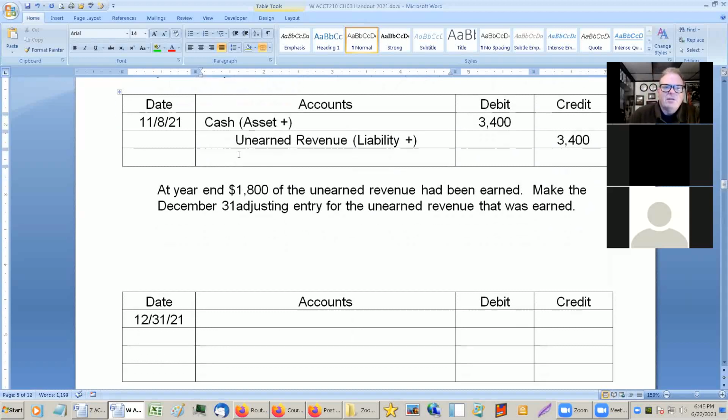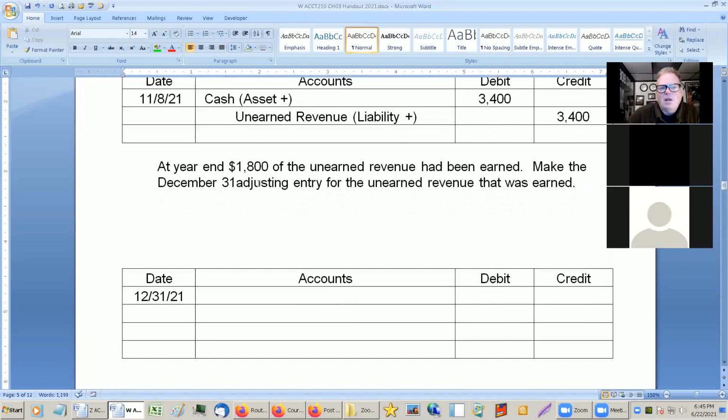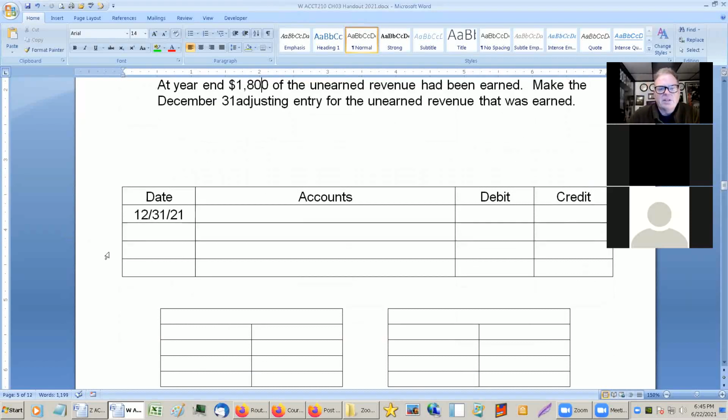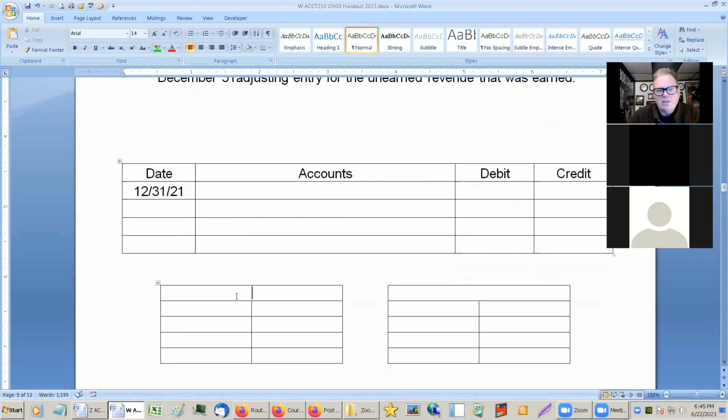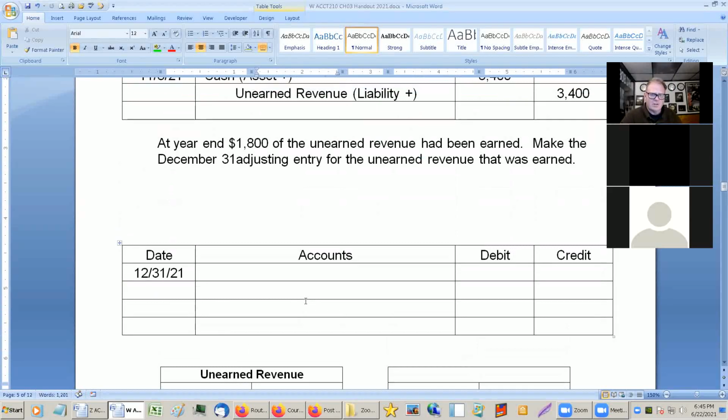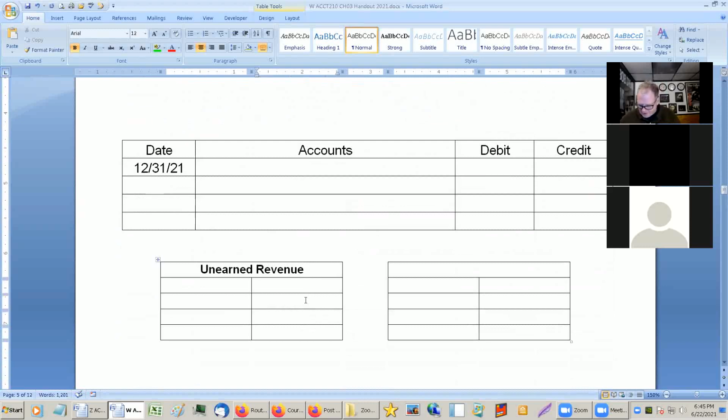At year end, $1,800 of the unearned revenue had been earned. So we actually did the work for $1,800 of the $3,400. So make the adjusting entry. All right. Well, let's see. Here's the unearned revenue account. And there is 3,400 sitting in there.